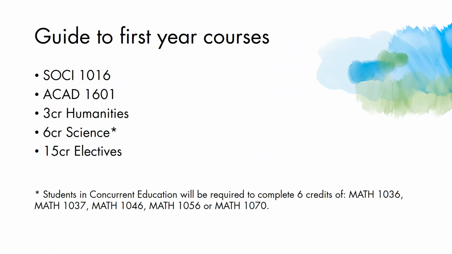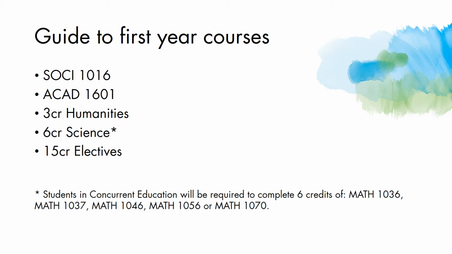The following is a list of suggested first-year courses for a student in the Soci program. You will notice your required first-year Soci course, as well as your breadths and some electives. You'll also see an asterisk with information for students in concurrent education. If this is something you are planning, you are required to take 6 credits of math from the list provided. This will satisfy your required 6 credits of science breadth requirements.